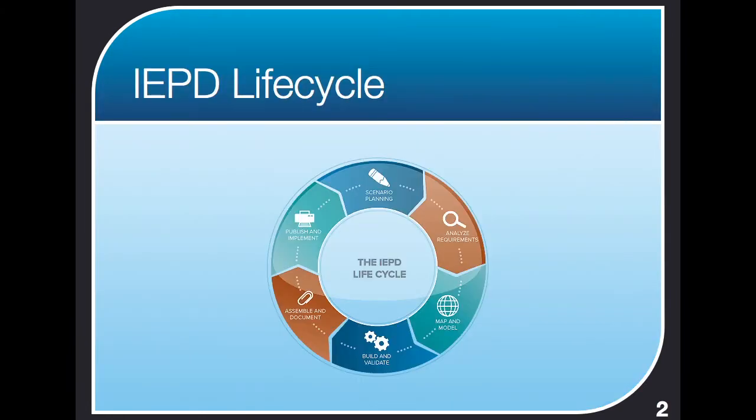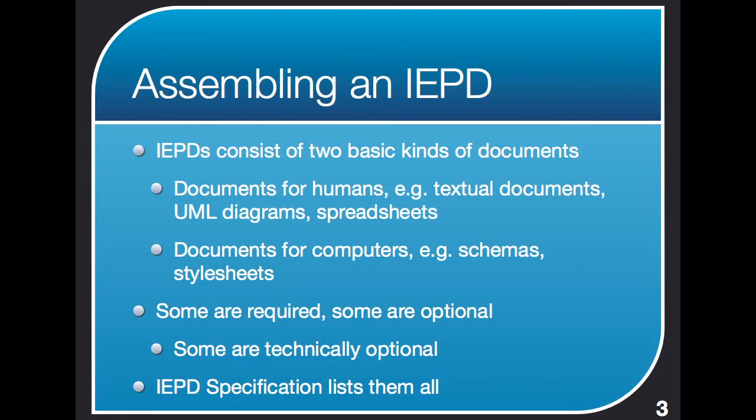In terms of our IEPD lifecycle diagram, we've moved around past the 6 o'clock position and we're into assembly and documentation and publishing and implementation. Now we've seen this slide before. I had it way earlier in this whole presentation, probably in part 1 when we're doing the introduction. But here we're looking at it in terms of assembling an IEPD. Just a reminder that IEPDs consist of 2 basic kinds of documents. One's for humans, things like Word documents, UML diagrams, spreadsheets, and the like, and things for computers, XML schema, instance documents, style sheets. Some are required, some are optional, some are technically optional, but circumstances usually require they be there. And there's an IEPD specification that lists them all.